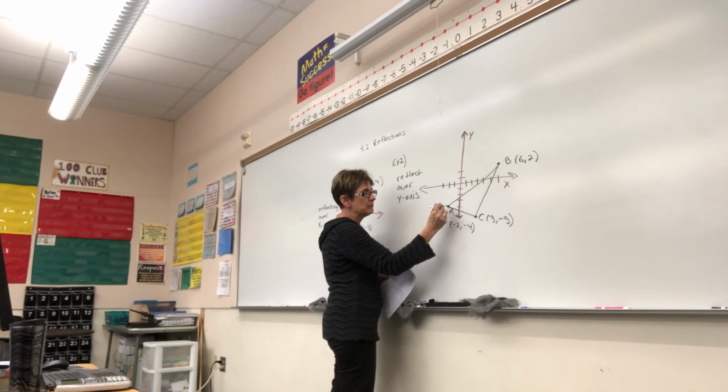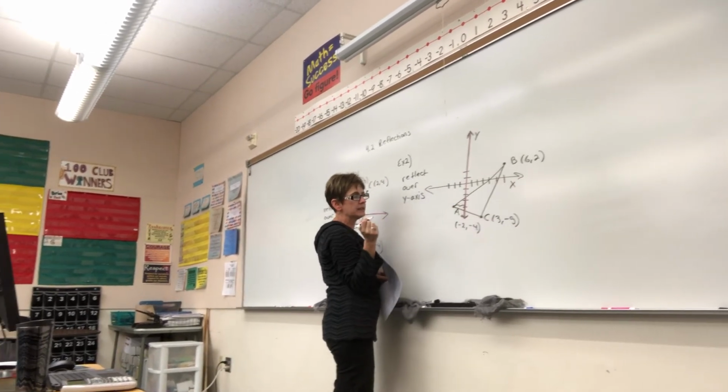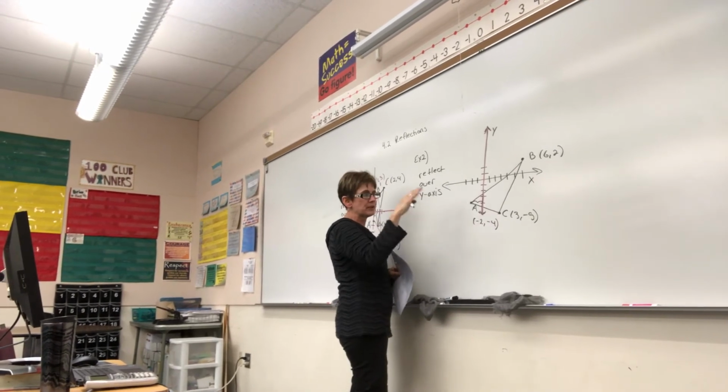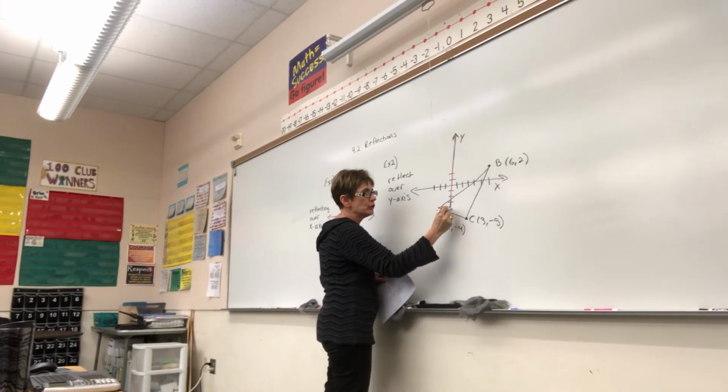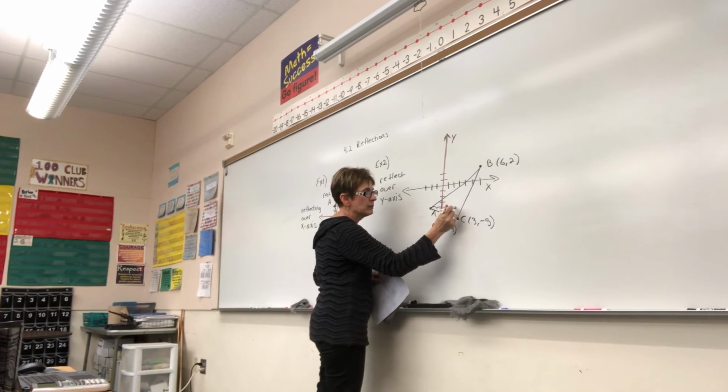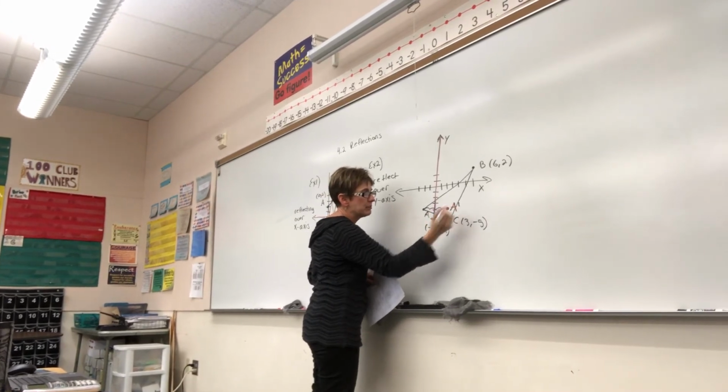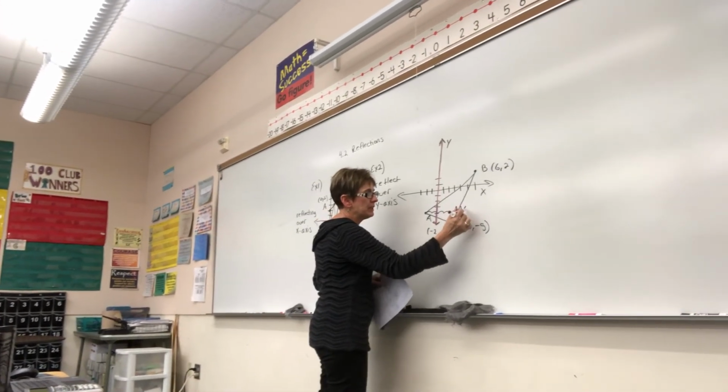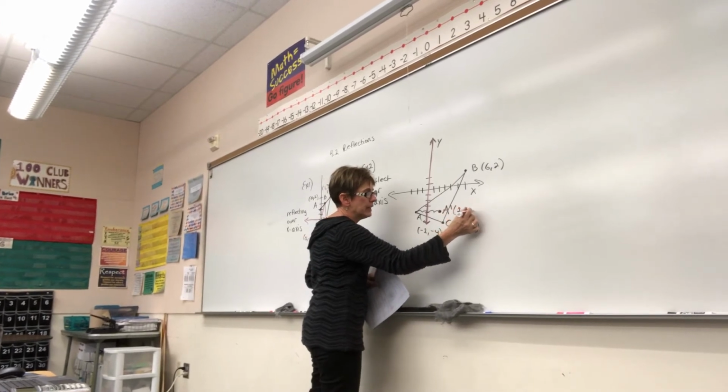So it means that I am 2 spots from the y-axis. So I don't want to go up or down. I'm just going to go 2 spots to the right of the y-axis, put a dot, and write A prime. A prime would be at positive 2, negative 4.